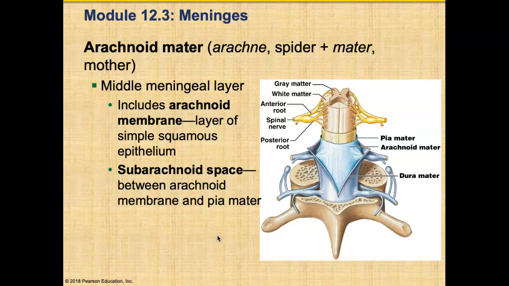The middle layer is the arachnoid mater. Arachnoid means spider. So you see some spidery webs, especially when we get up into the brain. And this includes the arachnoid membrane, which is simple squamous epithelium, a single layer, and the subarachnoid space, which is a space between the arachnoid membrane and the pia mater.